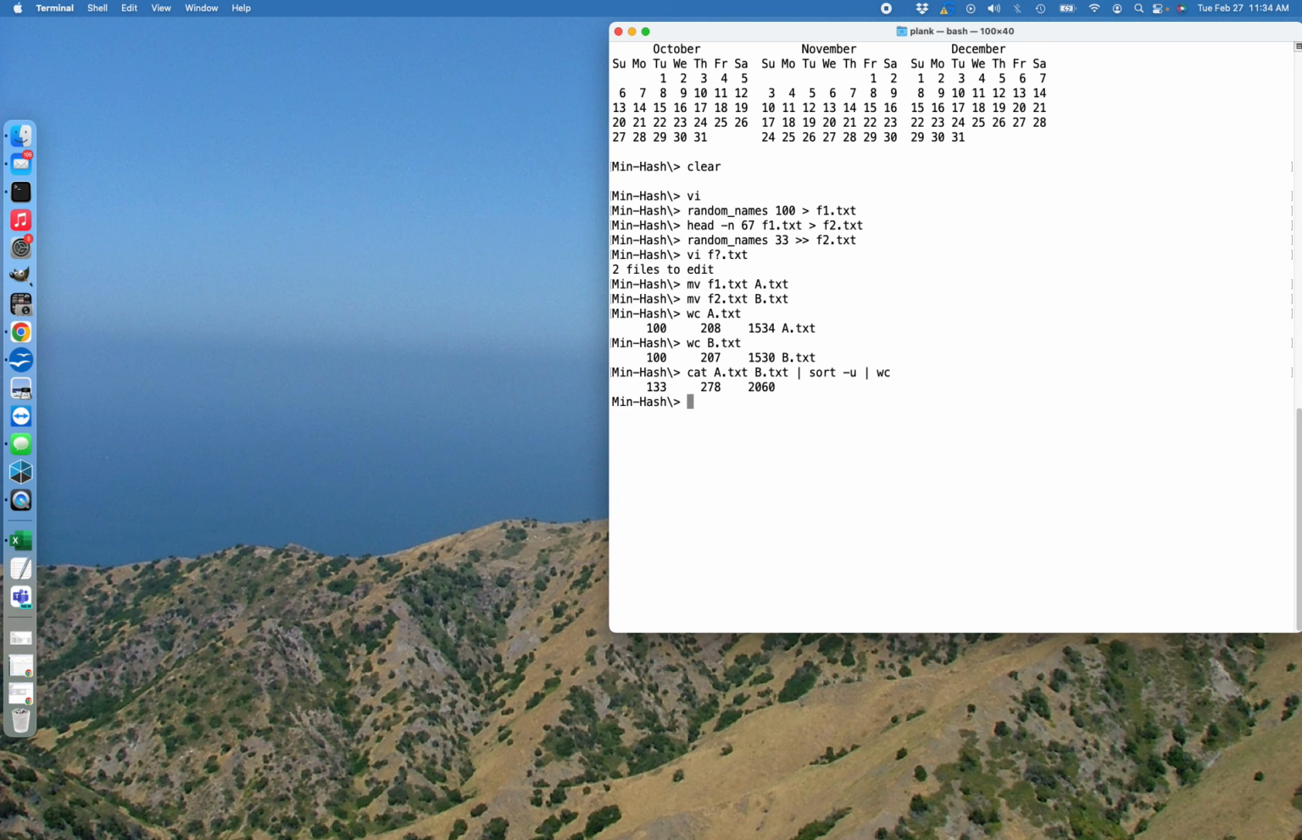Okay, so now from the union, I can calculate the intersection, then I can calculate the Jaccard similarity, which we know here, right? We know that the union is 67 because we created it. So if I calculate 67 over 133, it's roughly a half. Okay, so that's nice.